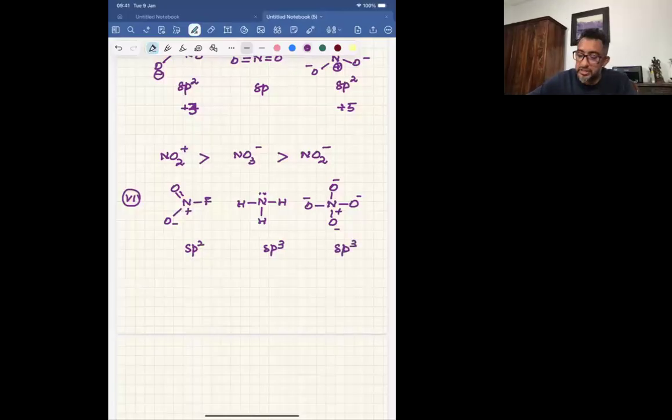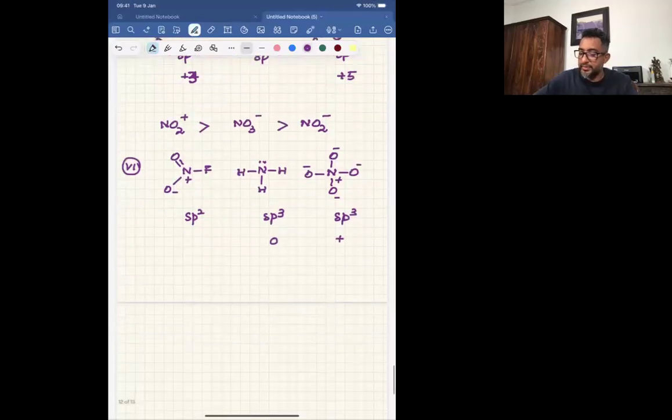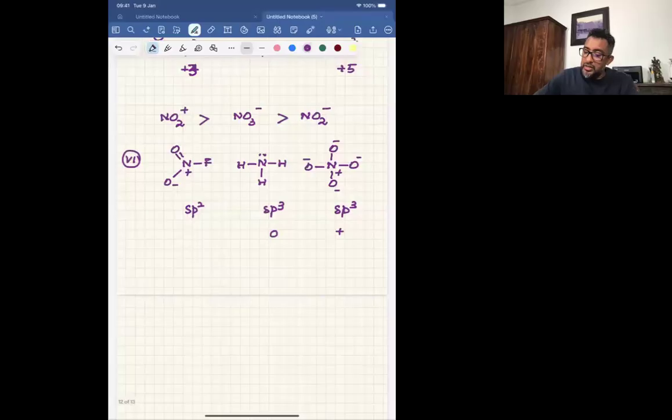Then you look at the charges. Here the charge is 0, here the charge is plus 1. So what do you get? sp2 is more electronegative, so NO2F is more electronegative. Out of these two, NO4 3 minus is more electronegative than NH3, because there's a plus charge here and a zero charge there.